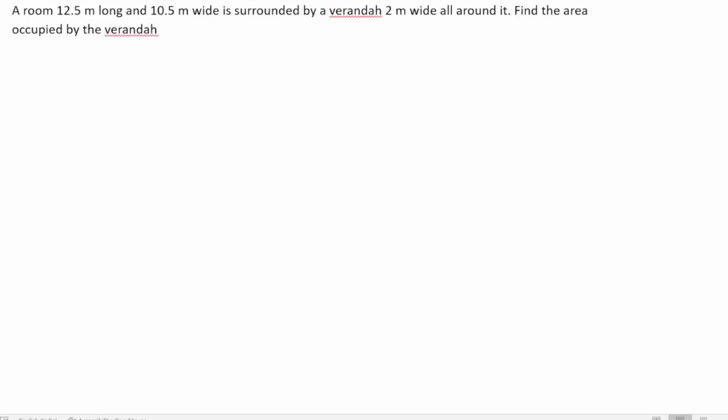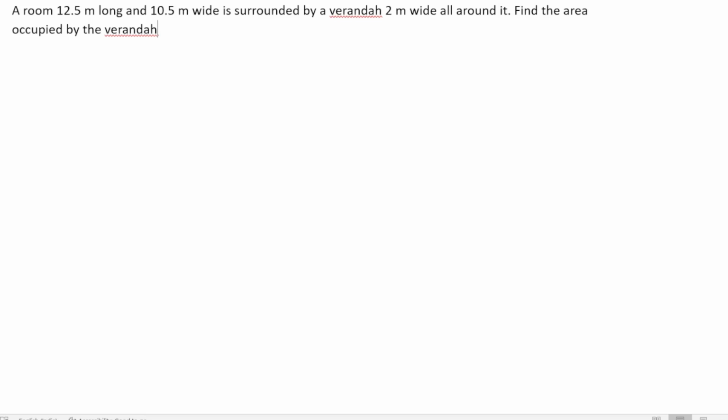Fourth problem: a room 12.5 meters long, that is, the length of the room is given as 12.5 meters, and 10.5 meters wide, that is the breadth, is surrounded by a veranda 2 meters wide. Since the length and breadth are different, it is a rectangle. So a rectangular room, with a veranda 2 meters wide all around it. Find the area occupied by the veranda.